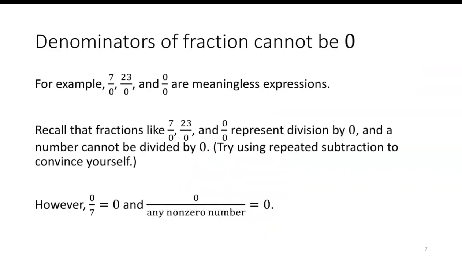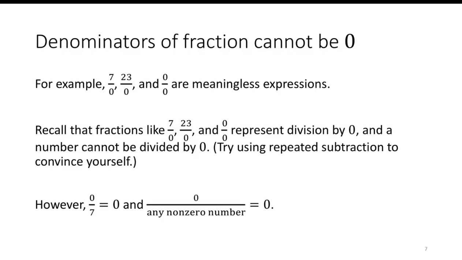Alright, the next basic fact is denominators of fractions cannot be 0. So 7 over 0, 23 over 0, 0 over 0, those are meaningless expressions. And we already talked, you cannot divide by 0. If you think about repeated subtraction, like 7 minus 0 minus 0 minus 0 minus 0, you're never going to get to 0.